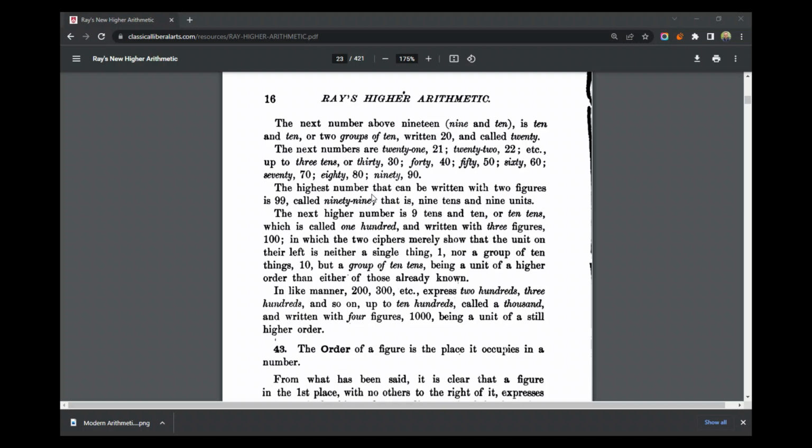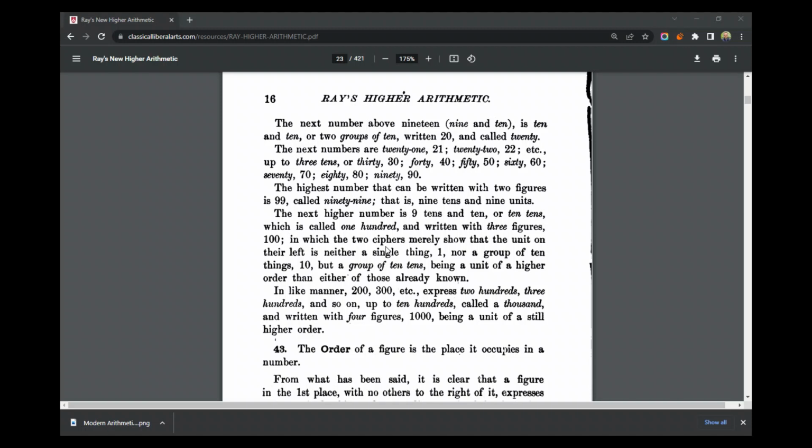The highest number that can be written with 2 figures is 99, meaning that we have 9 groups of 10 and 9 more units left over. If we have 1 more unit added to that number, we will actually have 10 groups of 10, and we'll need 3 places to express that number. The next higher number is 9 tens and 10, or 10 tens, which is called 100 and written with 3 figures, 100. This shows us that we have 1 group of 100, 0 tens and 0 units.